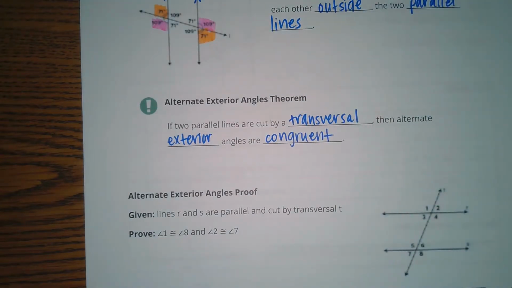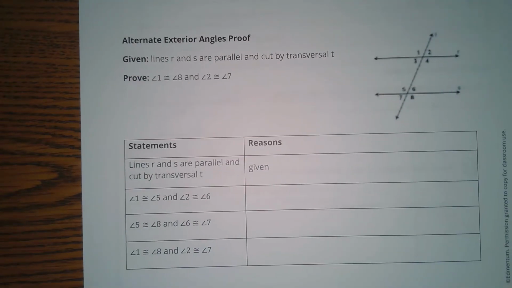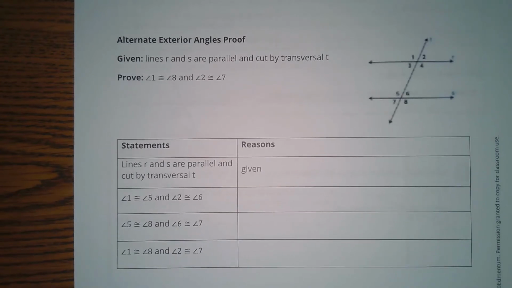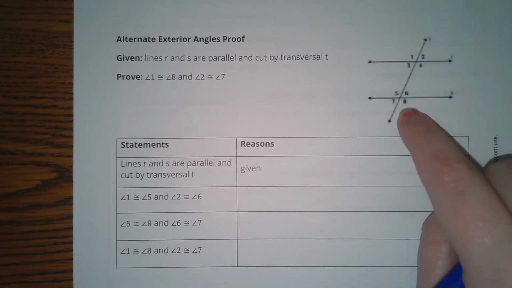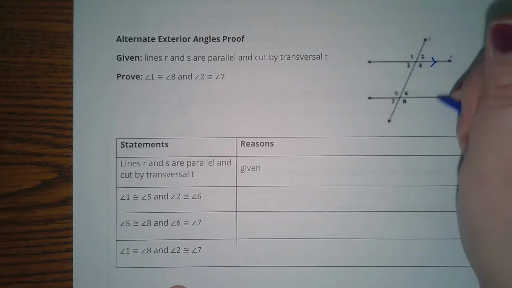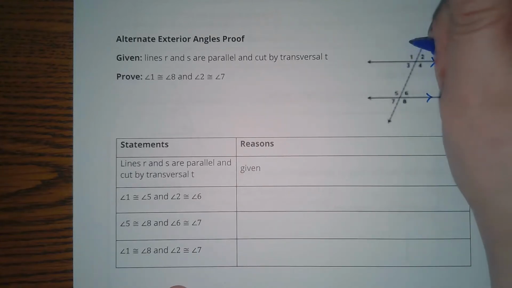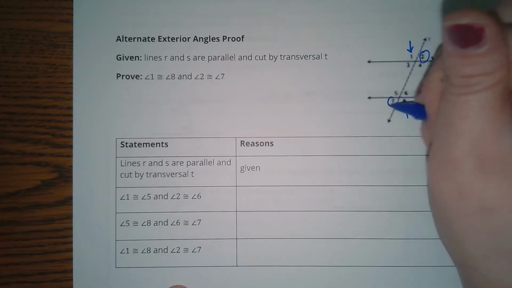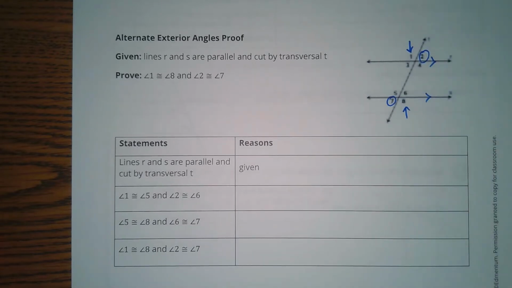All right, so now we have a little bit of a proof here. It says, given that line R and line S are parallel and cut by transversal T, we need to prove that 1 is congruent to 8 and 2 is congruent to 7. So I have this R and this S, these guys are parallel. I need to prove that this one is congruent to this one, and my 2 is congruent to my 7. So those are the two that I'm looking at.